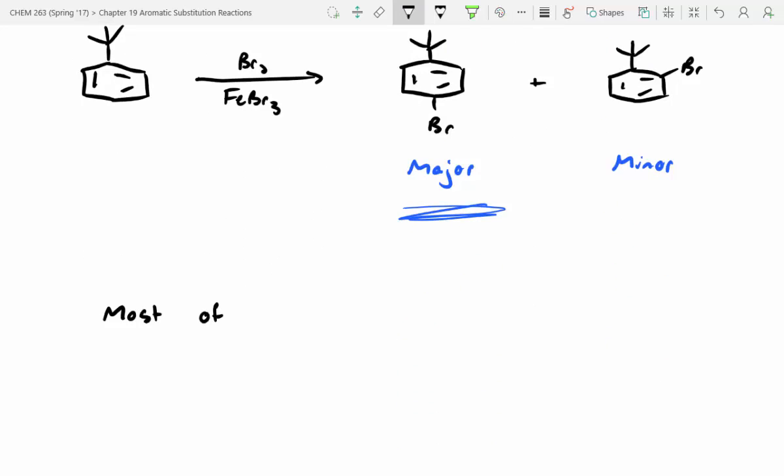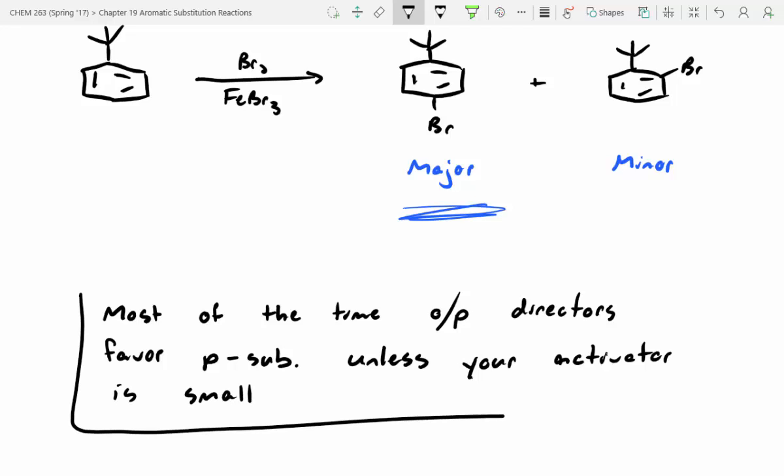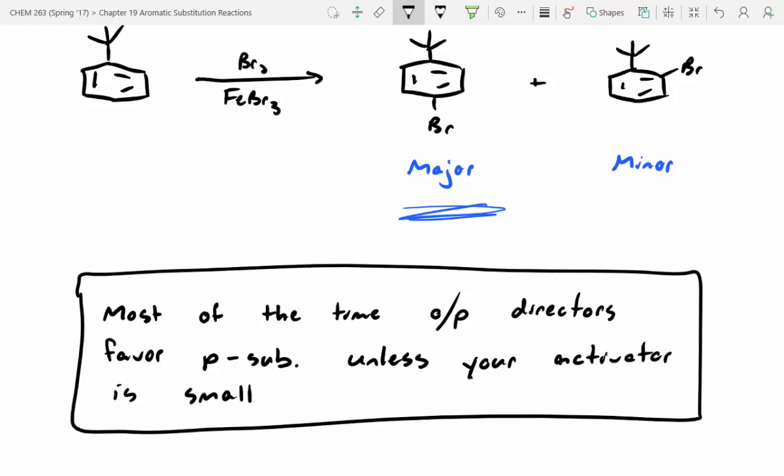So most of the time, ortho-para directors favor para substitution unless your activator is small. So that's a pretty simple rule to live by.